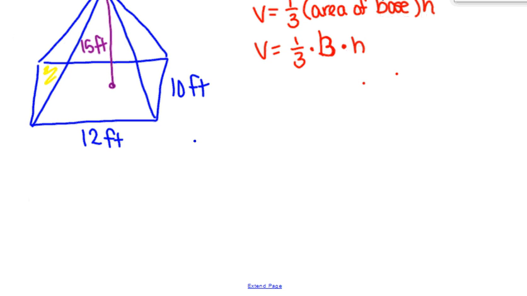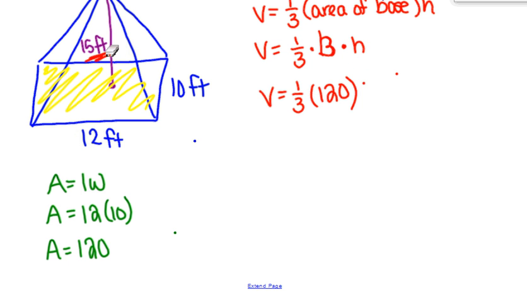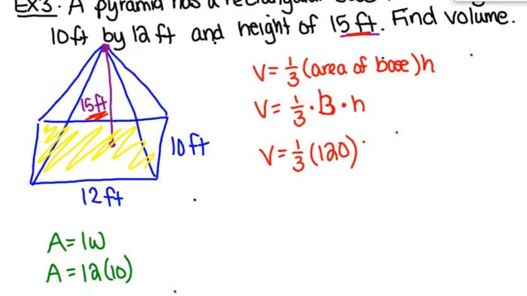So my base in this example, remember, is that rectangle. So to find its area, I'm going to multiply the length times the width. And when I do that, I find that the area of that rectangular base is 120 square feet. And now that I know the area of the base, I can substitute that into my formula. So for capital B, I'm going to do 120. And the height of my pyramid, either I can get from my picture or back in the word problem, is 15 feet.